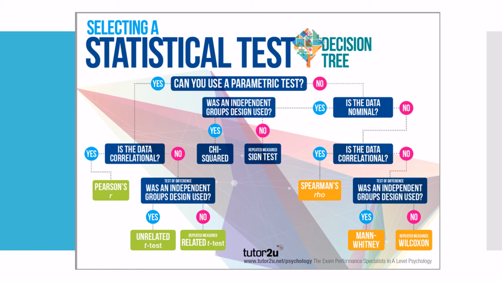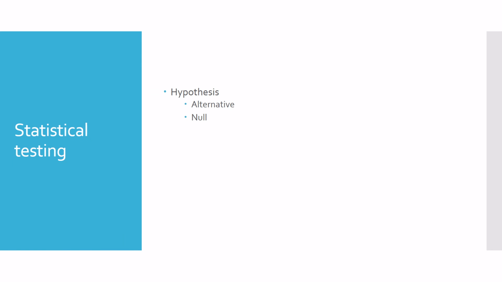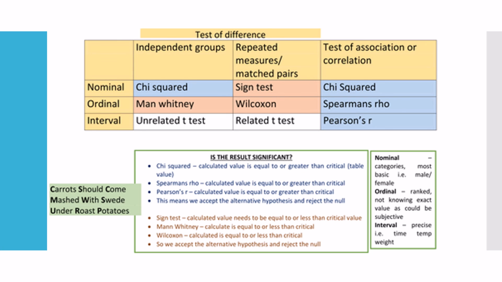showed you earlier, in fact let's go back to it so you can see it, is another way that is slightly less clear. However, the reason I show you this one is once you've got your head around it, this one is perfect for memorising because it's much easier too. Okay, so if you look along the top, and you've got it here too, you've got carrots should come mashed with Swedes under roast potatoes. The C in the chi-squared, carrots, S should come mashed with Swede under roast potato, and then you've got it here as well. So that would help you.